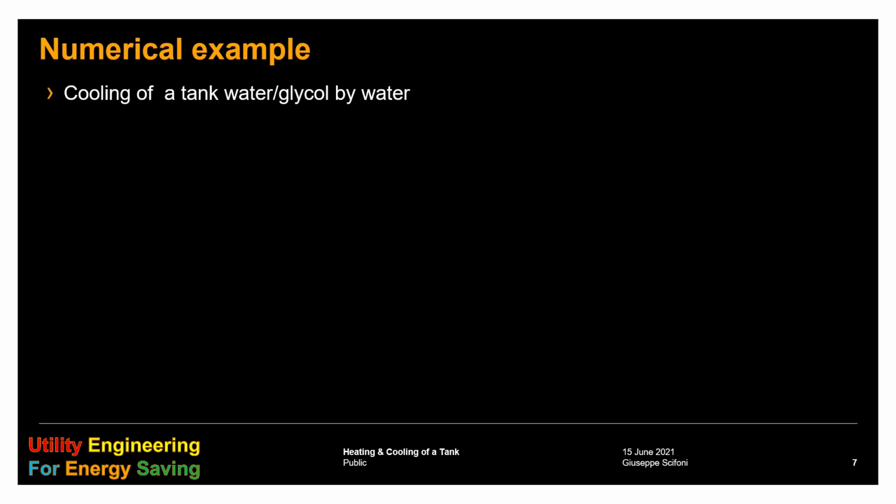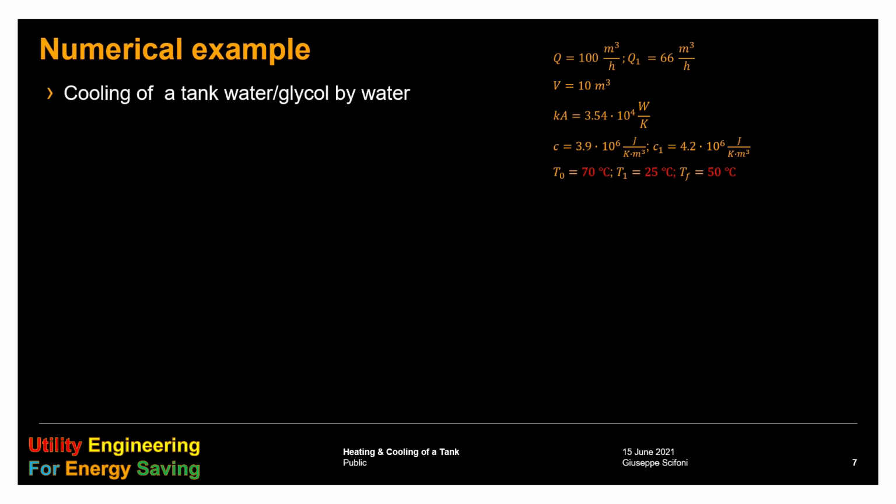Let's do a numerical example. We want to cool down a tank of 10 cubic meters and the fluid is a mixture of water, so the heat capacity C is known, and known are also the starting temperature and target temperature, respectively 70 and 50 degrees. And also we have at disposal a pure water, so its heat capacity C1 is also known, and the supply temperature is 25 degrees. Moreover, we know the flow rates Q and Q1 and the heat exchanger parameters K and A as a product together. Our target is to find the cooling time.